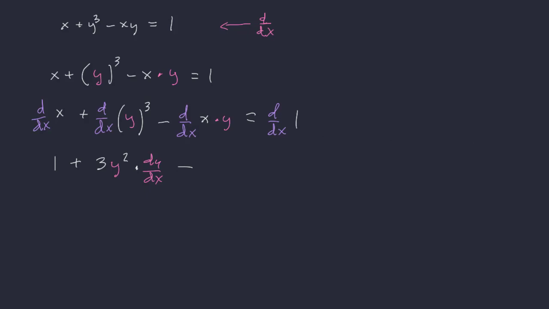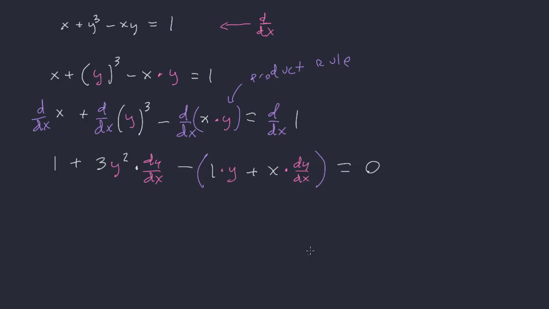Now here, when we go to differentiate x times y, this is going to be a product rule. So, let me be careful with my parentheses here. It'll be the derivative of the first guy, well, that's just x, so that'll be 1 times y left alone. Then plus the first guy left alone, now times the derivative of the second. The second is just y, its derivative is going to be dy/dx. And then equals the derivative of 1, which is just 0.